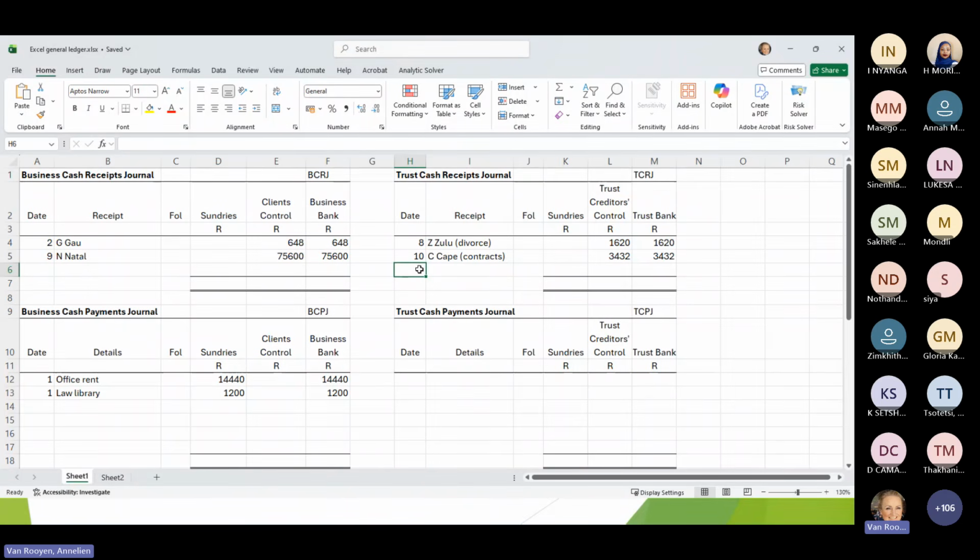It's quiet. Are you all still there? Isn't it trust cash payment journal? Cash receipts. It's we receive the money.